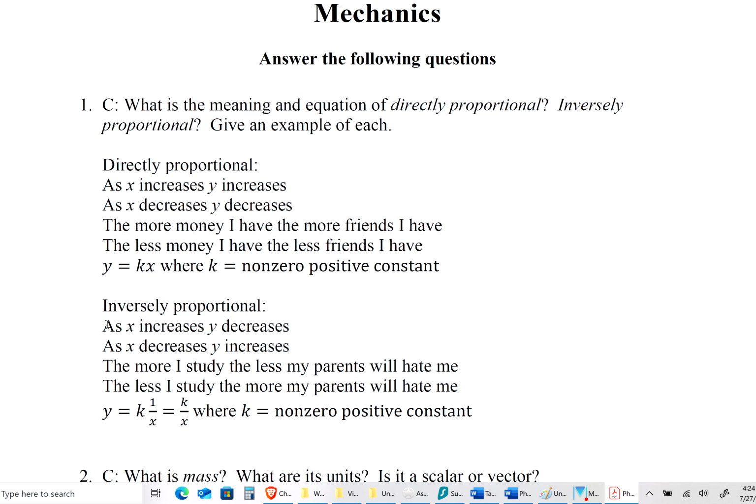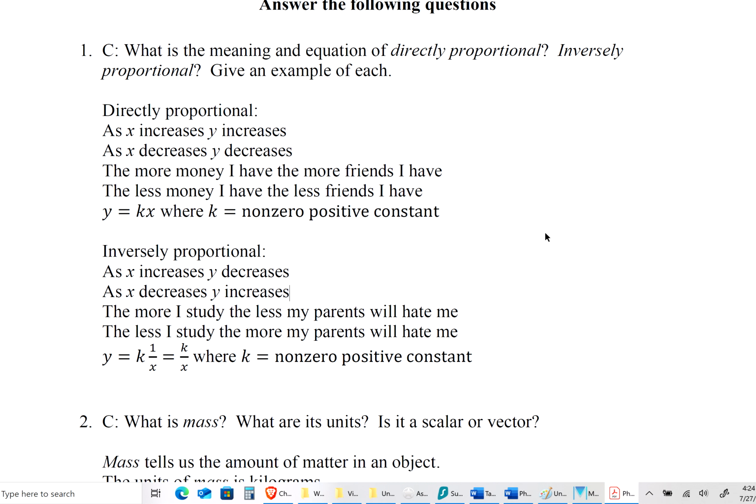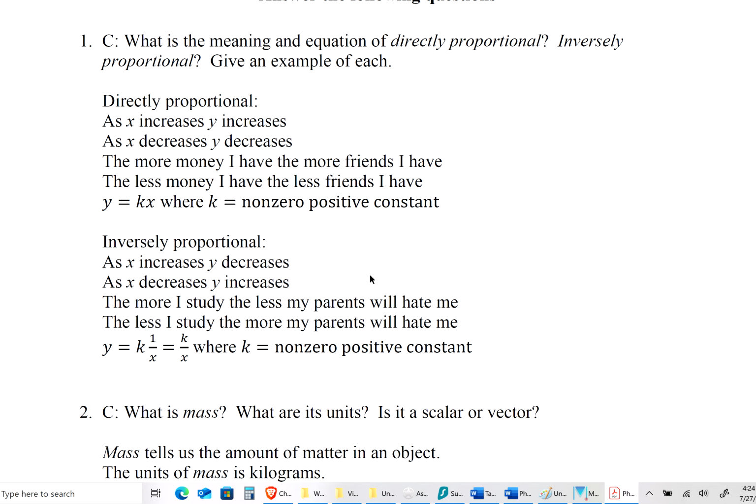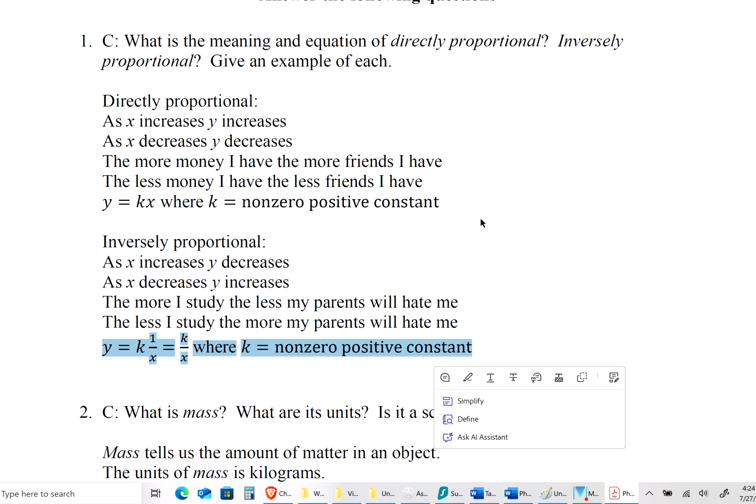Inversely proportional means as x increases, y decreases. So as y decreases, x increases. The more I study, the less my parents will hate me. The less I study, the more my parents will hate me. An equation for this is y equals k over x, where k is a non-zero positive constant.